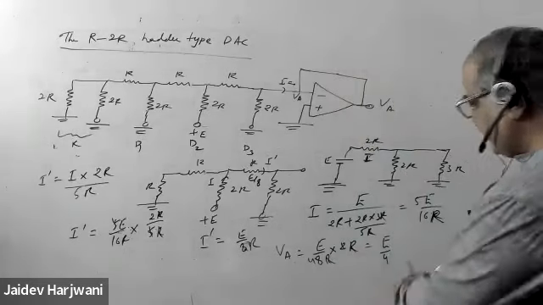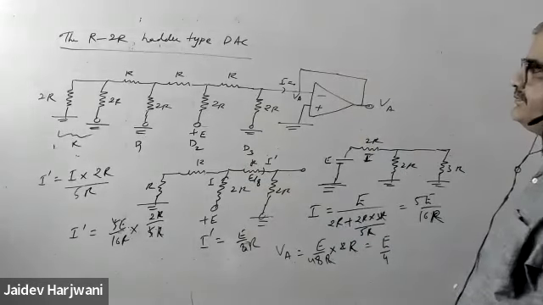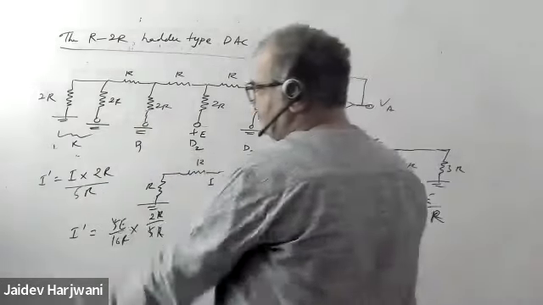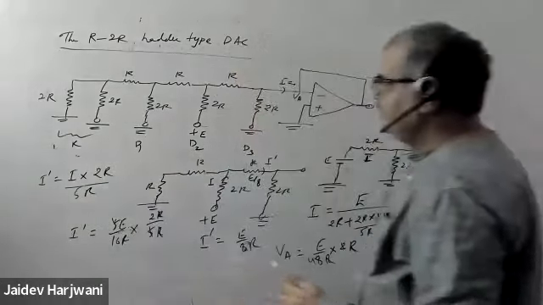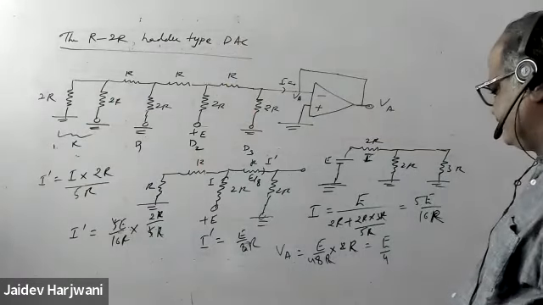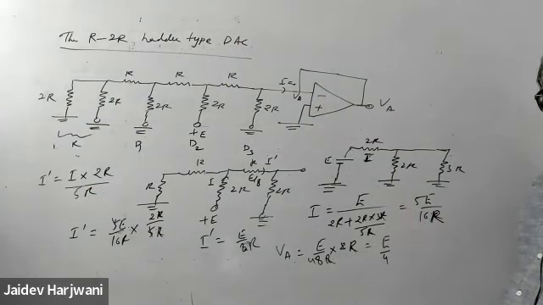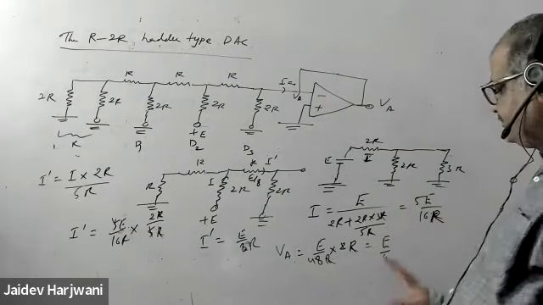So this is for the second bit. Similarly, for 3 bits it will come 2 power 3, for 4 bits it will come 2 power 4. So I am directly writing now.